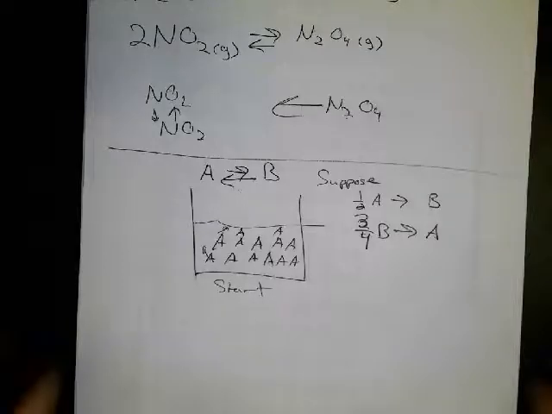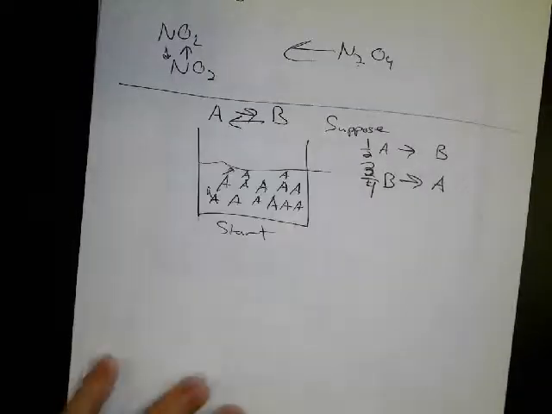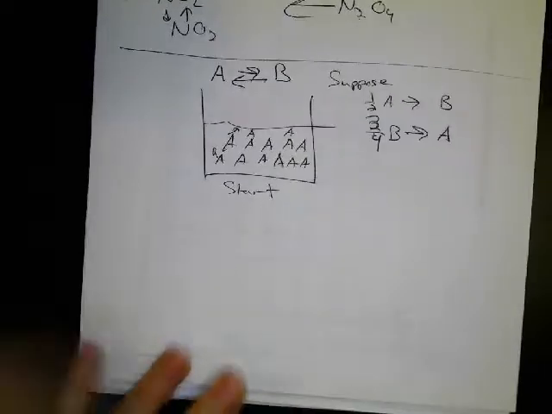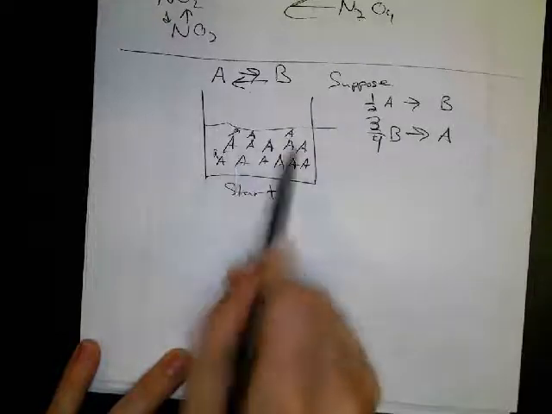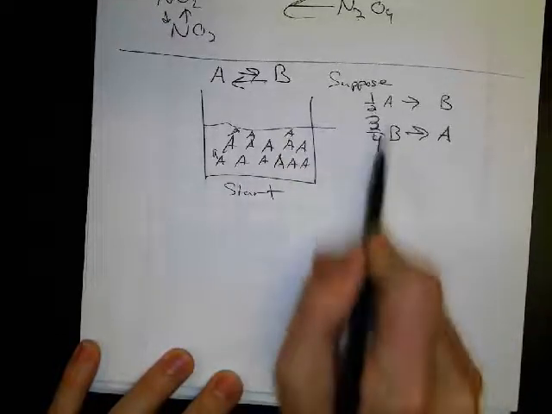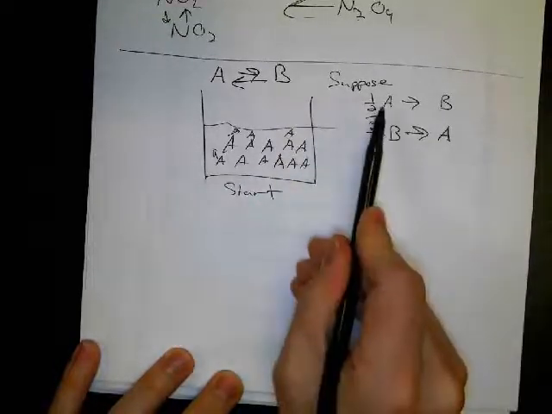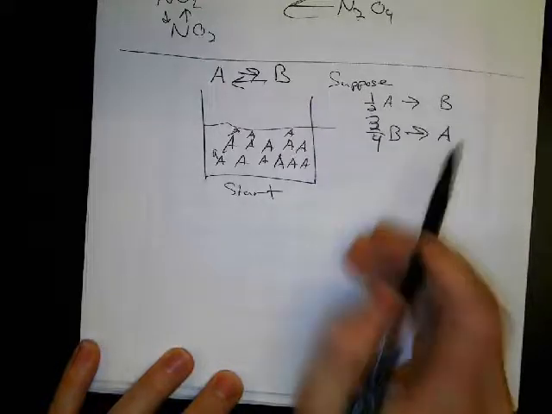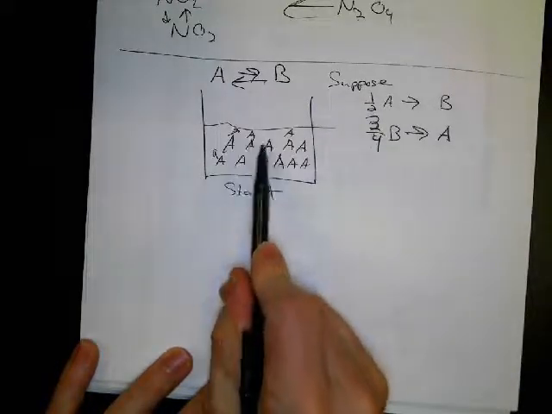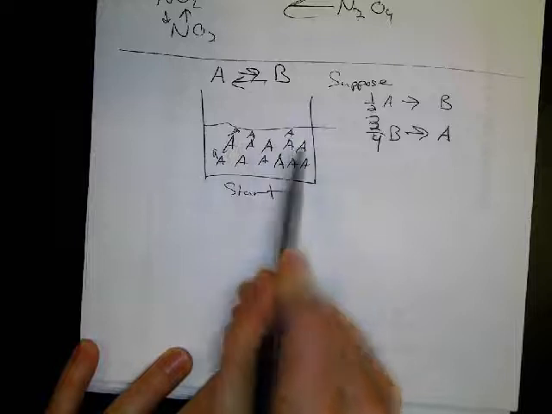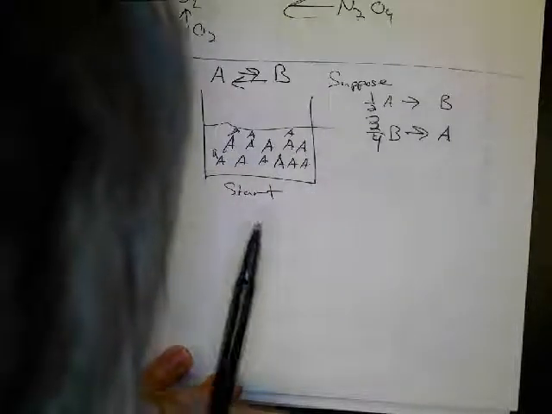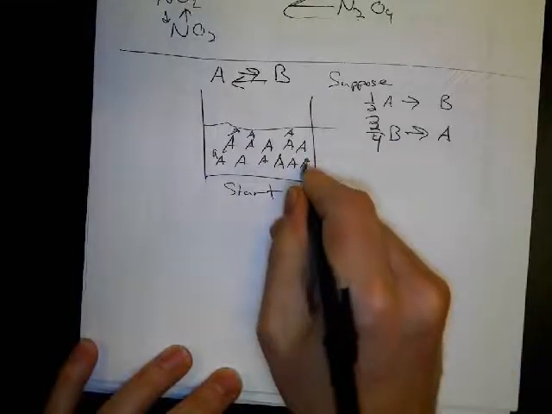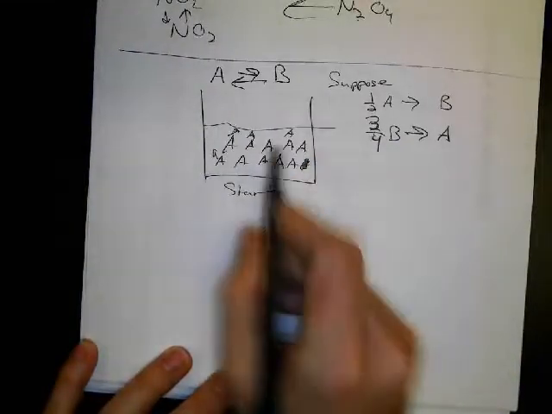I'll show you what this looks like, and we'll do several iterations of it. So we start with this amount. Let's see what would happen if this was my starting amount and I followed these two reaction rates. Well, I know that half of my A's are going to turn into B's. Just to make the math easy, let's pretend I started with 12.